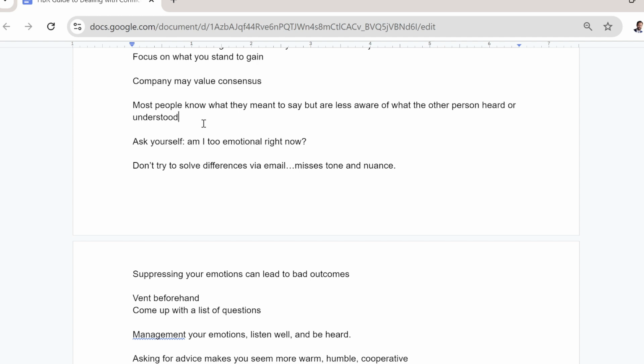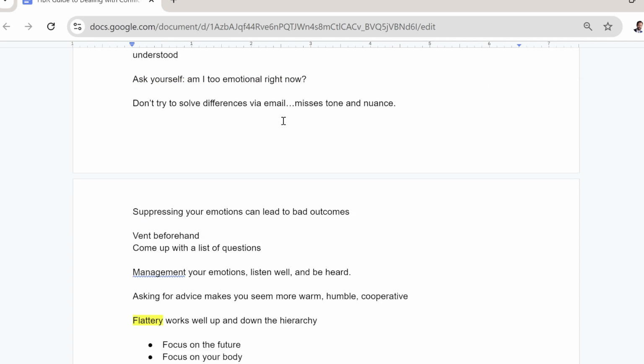Most people know what they want to say, but are less aware of what the other person heard or understood. I think this is a very important point in life, is that people really only hear a percentage of what you say or what you read. So that means you often have to repeat yourself. You have to clarify. You have to encourage them to ask for clarity. Communication is a surprisingly difficult skill.